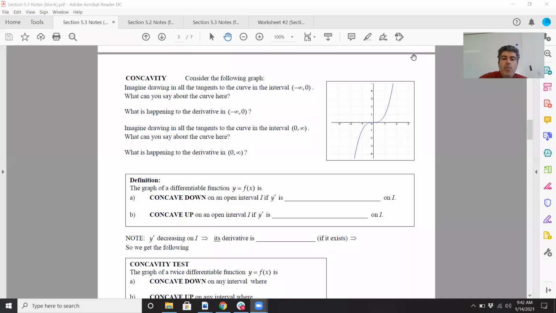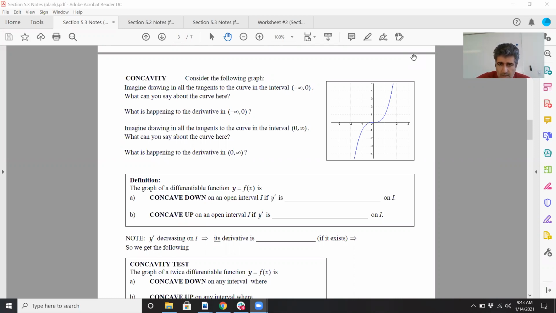So we're recording. We're talking about pages 3, 4, 5, 6, 7 of the section 5.3 notes. There's a new topic, or a new term if you want to call it that, which is concavity. I'll explain concavity in just a little bit.